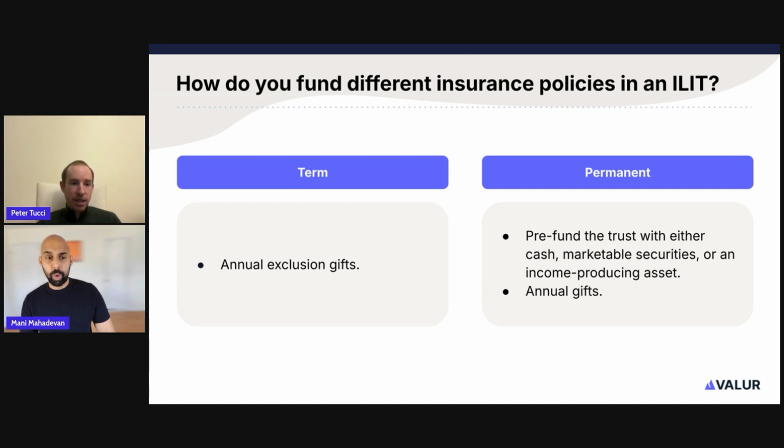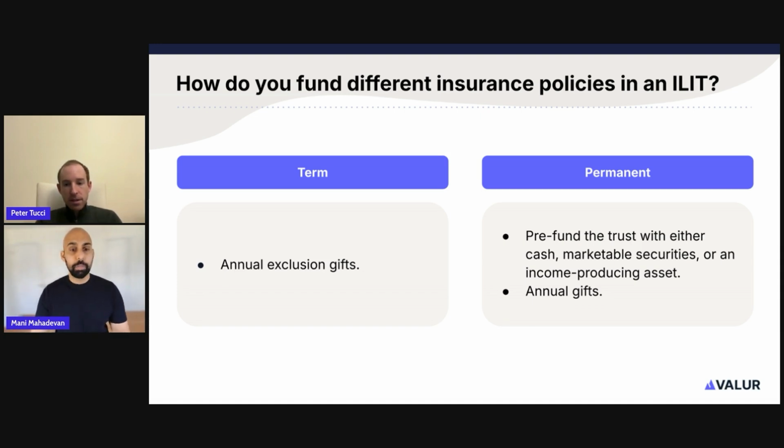Yeah. And so this is where, on this slide, typically annual exclusion gifts are used to fund term policies because it's smaller amounts, versus in permanent, as Peter mentioned, it's a large bulk up front. But if you have a lot of kids and you're married, $190,000 per year without using your lifetime gift exemption can add up to be pretty significant.